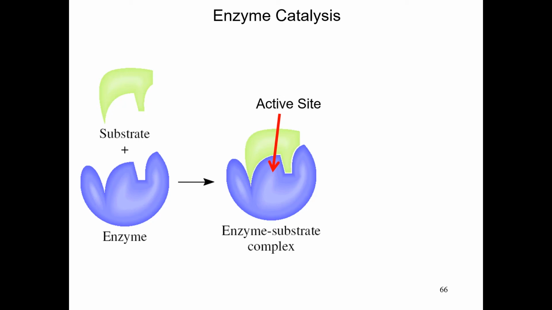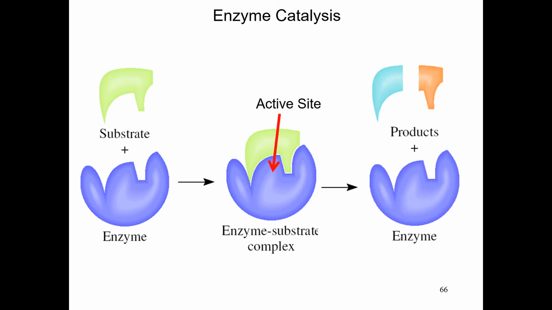For different reasons, the binding of the substrate to the enzyme causes the substrate to be more susceptible to the step in the reaction that the enzyme is catalyzing, and therefore allows for products to be formed more quickly. The products are then released, and the enzyme is also released intact, ready to begin another cycle.